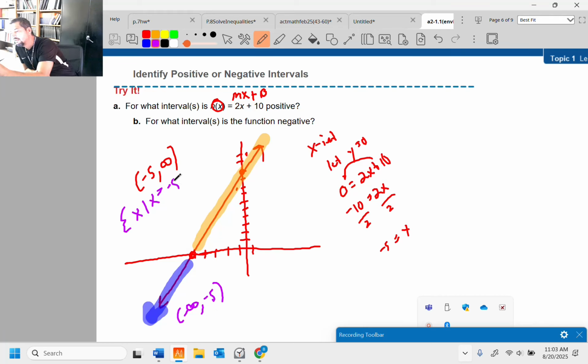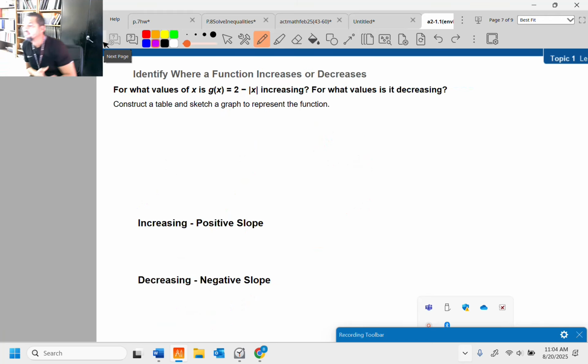X is less than negative 5. It should be a parentheses. Down here, all values of x, boy, that's a bad curly brace, such that x is less than negative 5. All right, moving forward. For what values of x is g of x equals 2?